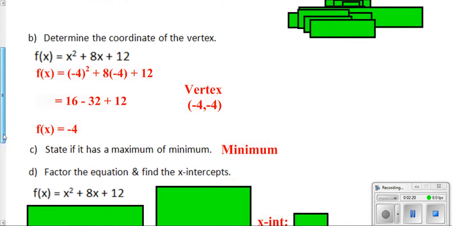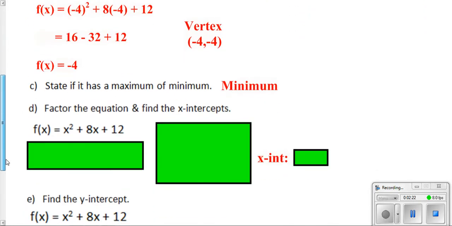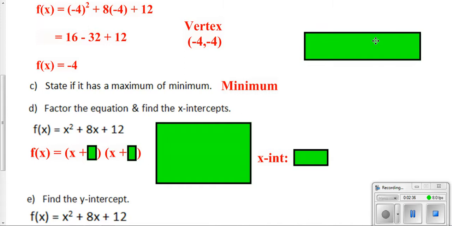Today's new concept: factor the equation and find the x-intercepts. So I take the trinomial x squared plus 8x plus 12. The trinomial is plus plus, therefore my binomials would be plus plus. So now I think, what times what would give me 12 that when added together would give me 8? 6 and 2 when multiplied together would give me 12, and when I add them together would give me 8.